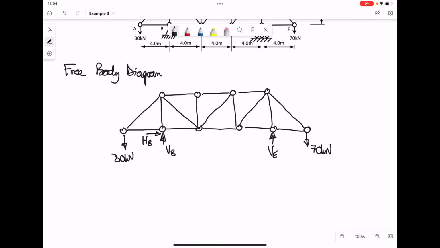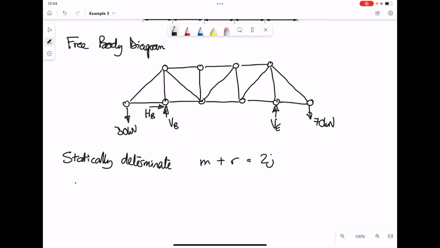Next part is to prove that our structure is statically determinate. And for that, we know that our M plus R must equal 2J. So the number of members plus the number of reaction forces must equal 2 times the number of joints. So from our free body diagram, the number of members is 1, 2, 3, 4, 5, 6, 7, 8, 9, 10, 11, 12, 13, 14, 15, 16, 17.